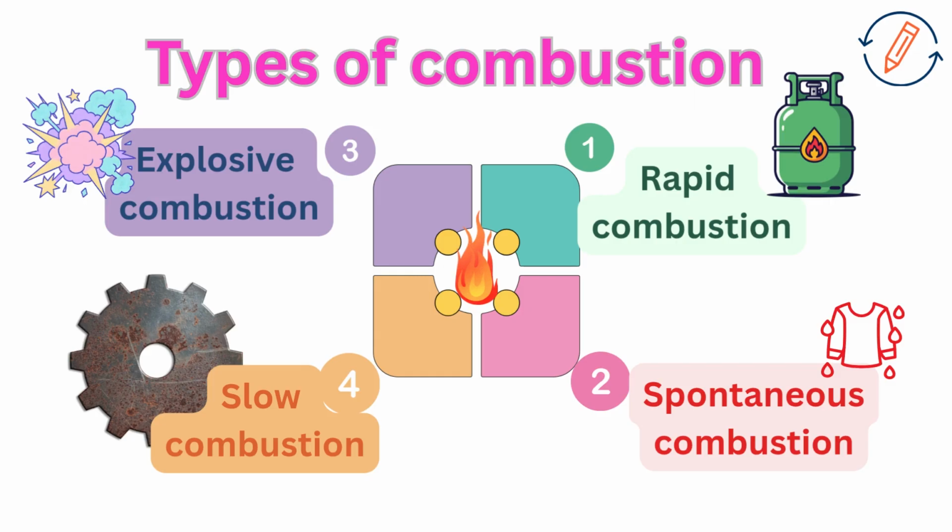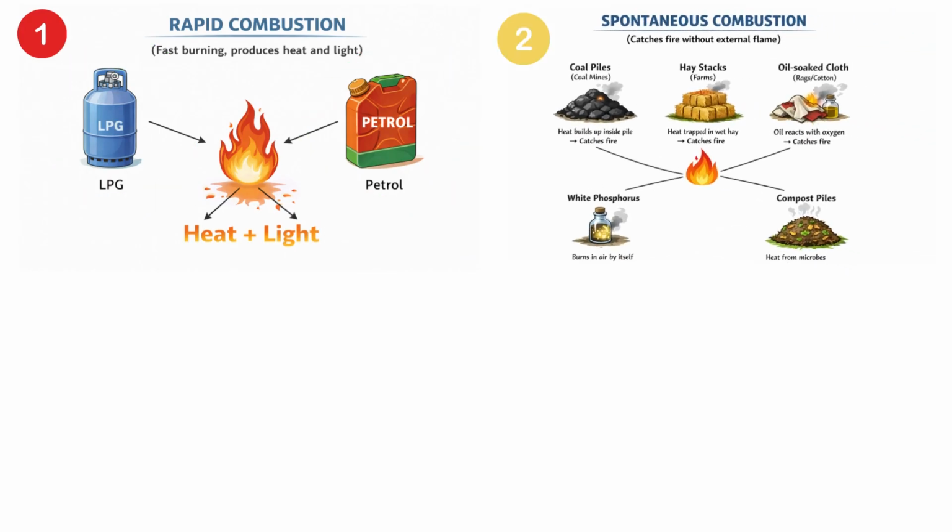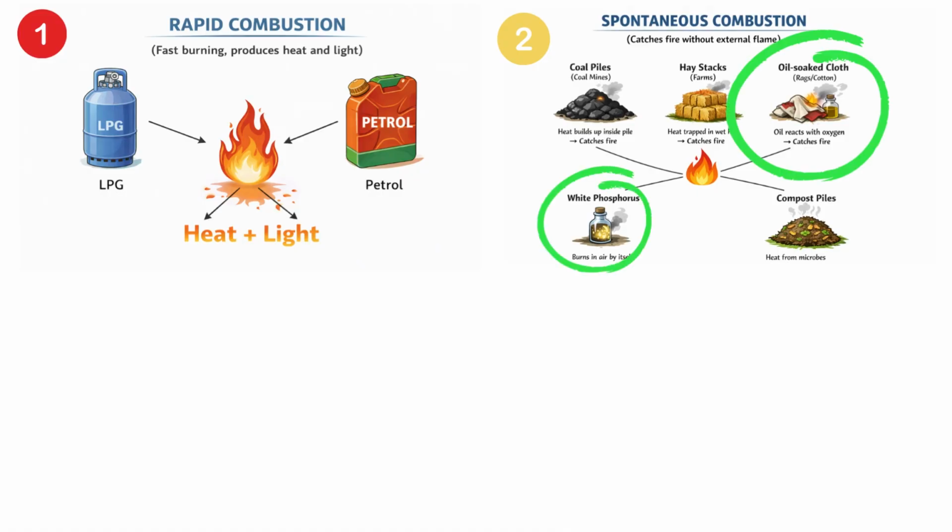So let's quickly revise all four types of combustion. First, rapid combustion. This is when something burns very quickly and produces heat and light. For example, LPG or petrol. Next is spontaneous combustion. Here a substance catches fire on its own without any flame. For example, white phosphorus or oil-soaked clothes.